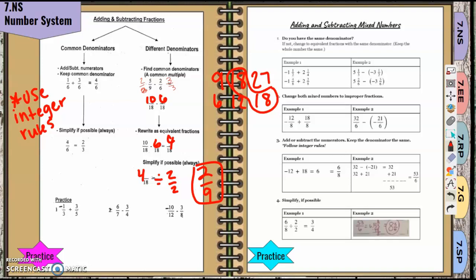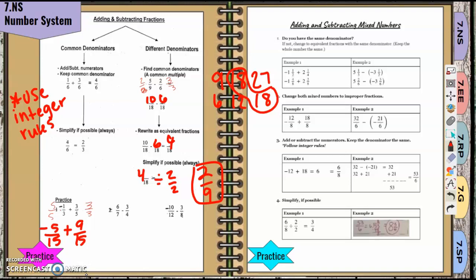All right, the practice at the bottom. My first problem, I have negative 1 over 3 plus 3 over 5. The least common multiple between 3 and 5 is 15. So I'm going to multiply negative 1/3 by 5 on the top and bottom. That's negative 5 over 15. Plus, I'm going to multiply 3/5 by 3 over 3. My common denominator is 15.